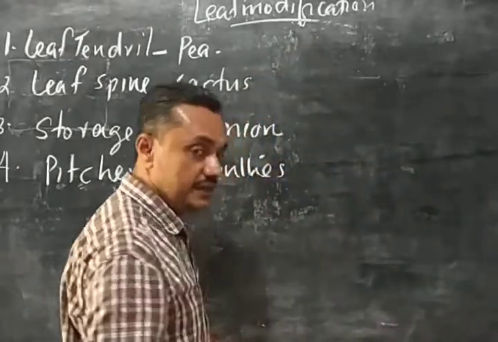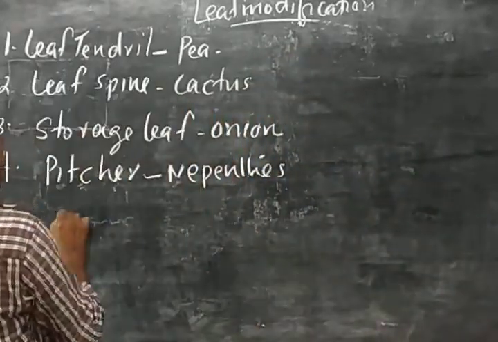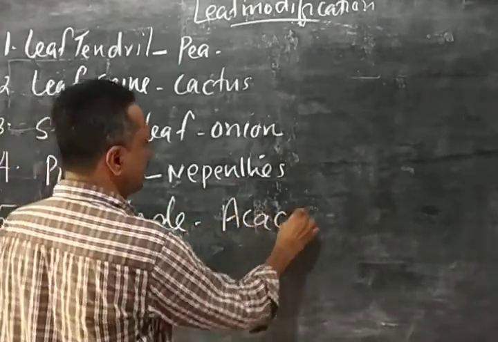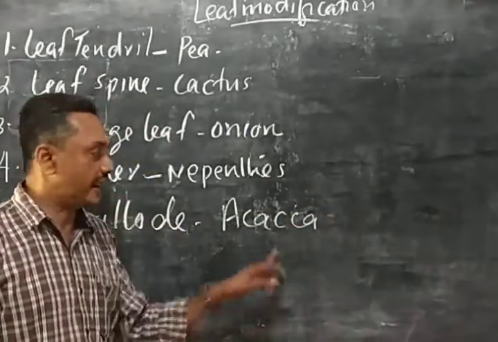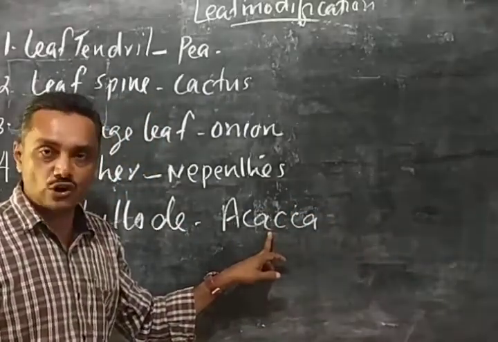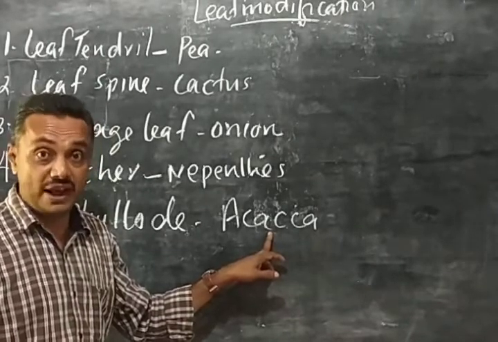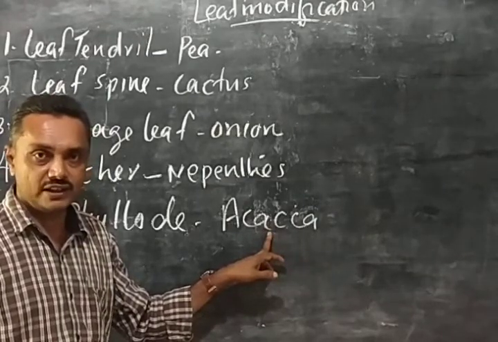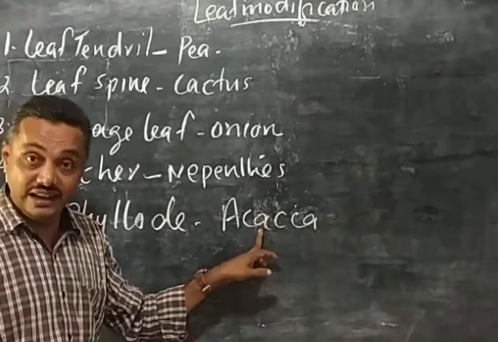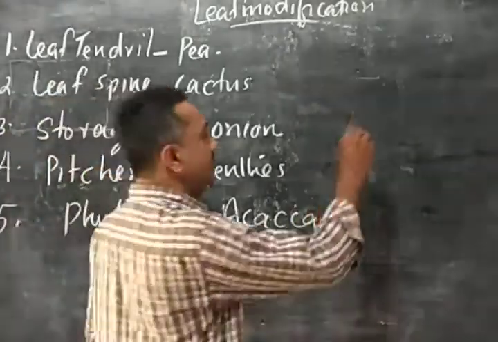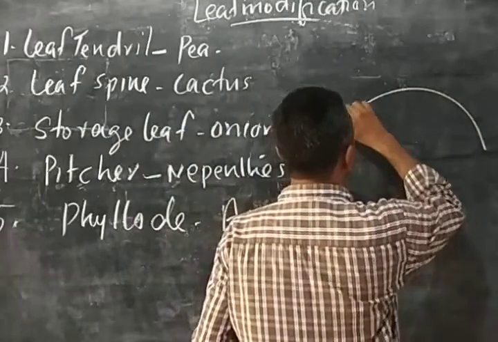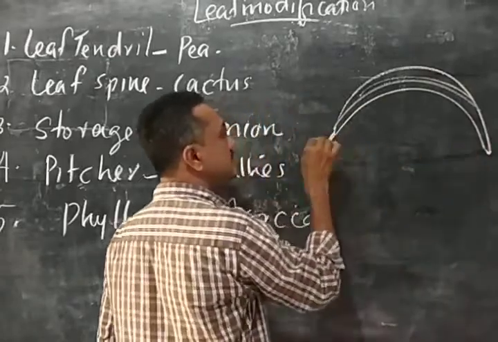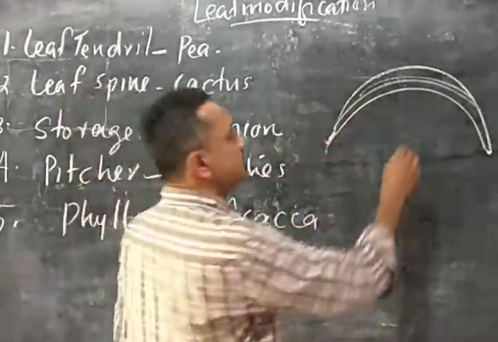And then comes the fifth one. In plants like acacia, leaves are modified into phyllodes. Acacia is a xerophytic plant, growing on the side of the road; you can see Acacia mangium and others. In the acacia plant, you can see leaves like these, and they are not actual leaves. These are called phyllodes.